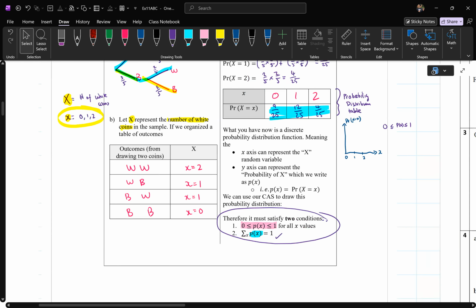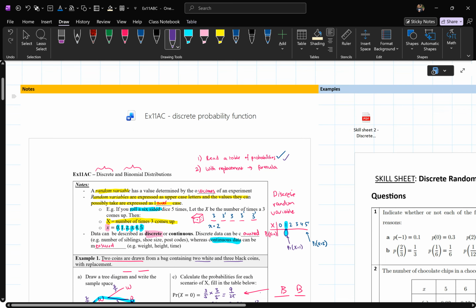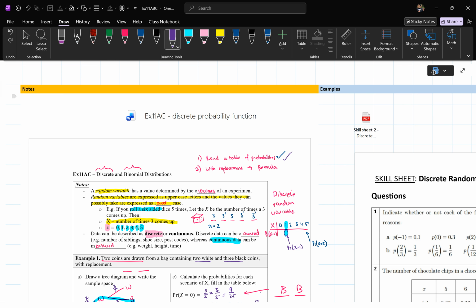All right, team. So that's the first skill. If that was easy, well done. If it wasn't, that's all you needed to know. Just read the table. All probabilities add up to 1, and we know the probabilities can't be negative.